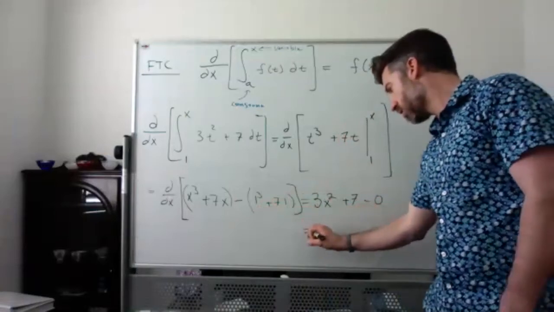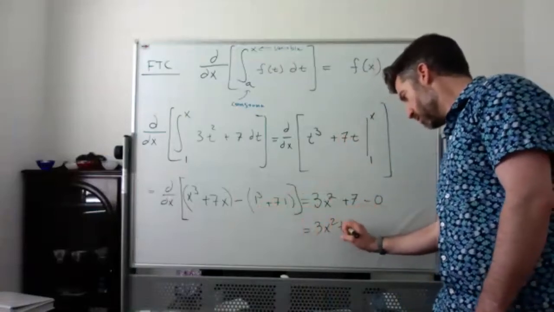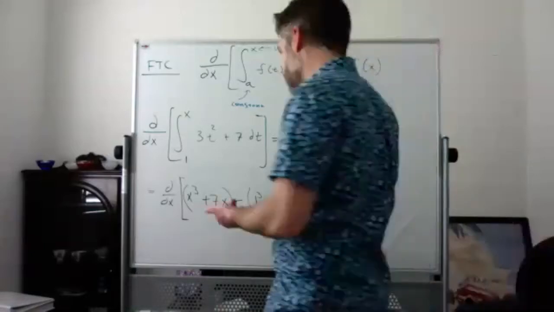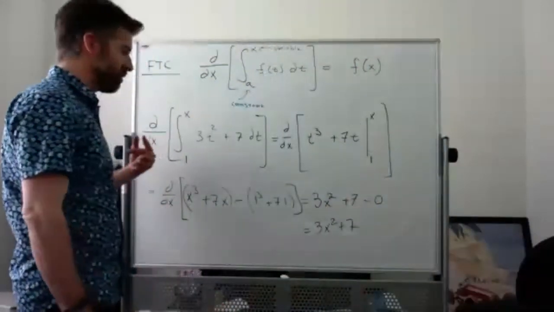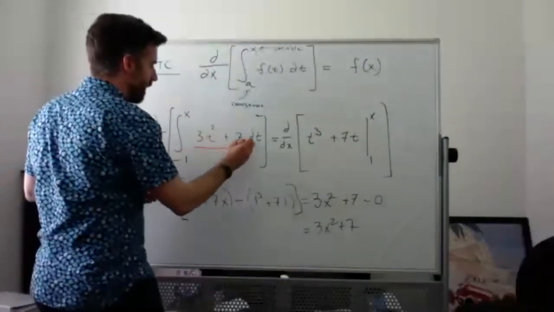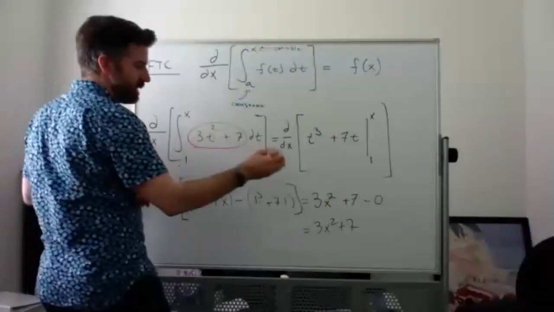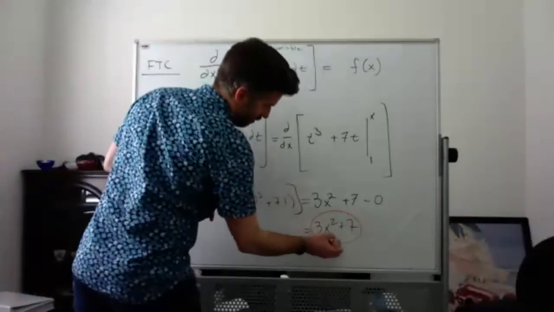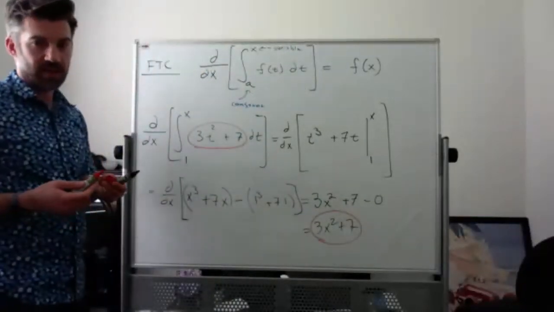So look, the answer to this derivative, this antiderivative, is the same exact function I started with, except instead of using the variable t, now I'm using the variable x. And that's the whole idea.